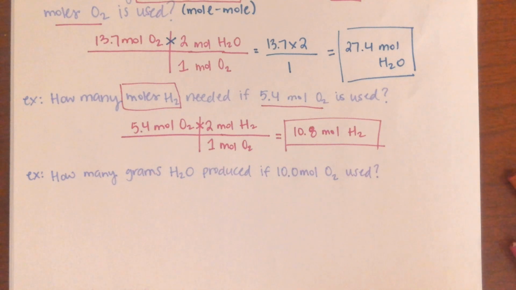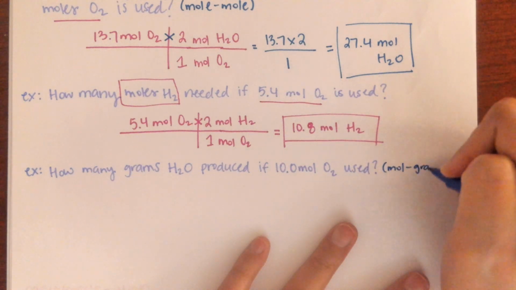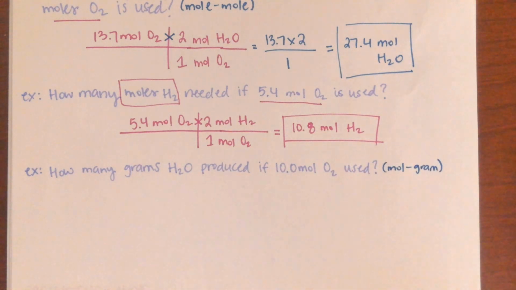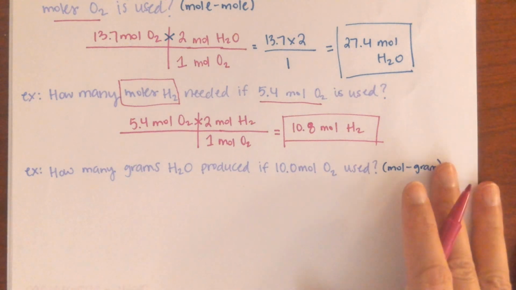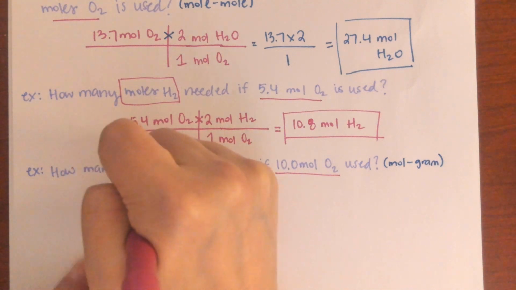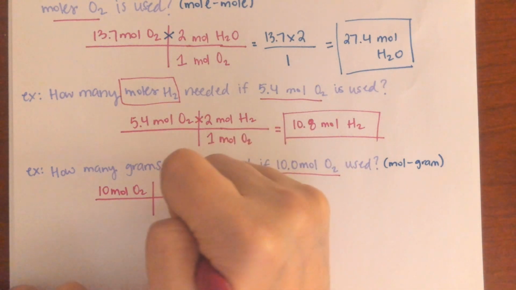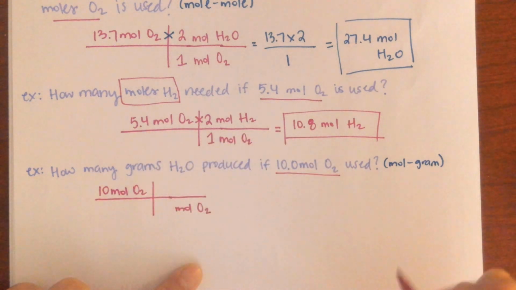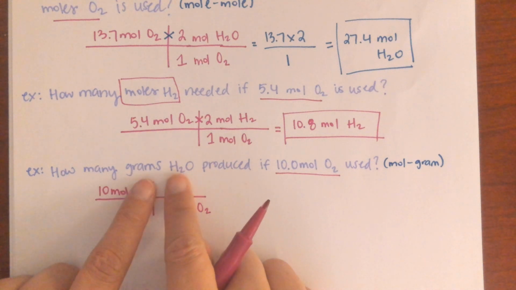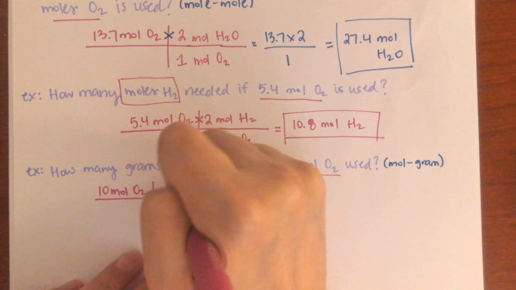Okay, how many grams H2O produced if 10 moles of O2 is used? So this is a mole to gram conversion, or mole to mass conversion. So same idea. You're starting off with 10 moles of O2. Then we look at our units, mole of O2, pull it down, mole O2. And so this is where you got to be careful with the grams. You can't go directly to grams of your wanted. You have to go to your moles of your wanted first. So I'm going to put mole H2O.